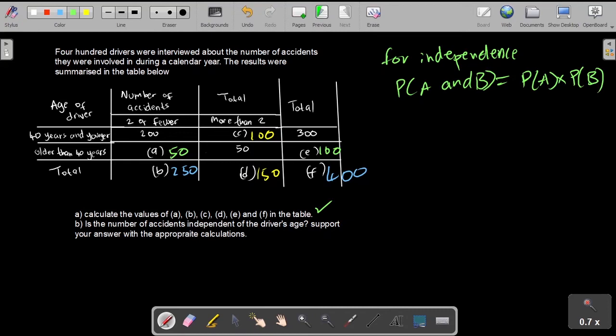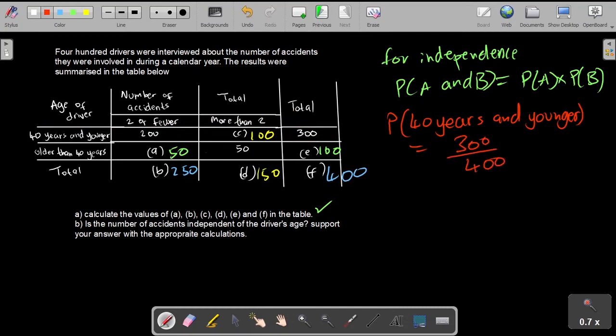So you can choose any part of this to check this, right? For example, if we were to take the probability of a driver being 40 years and younger, that probability would come from this total over here. This is the total. If you look at the row, that is the total number of people who are 40 years and younger. So you take that total, divide it by the total number of people.